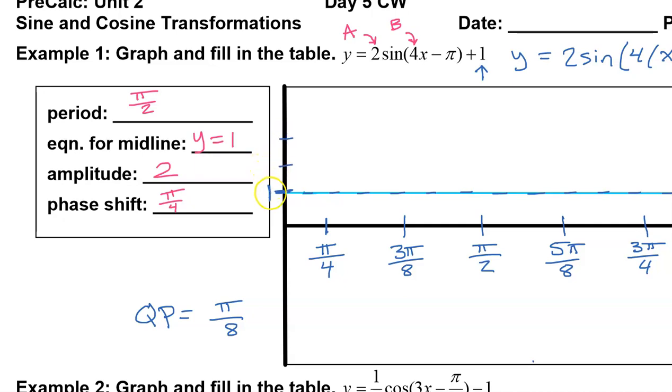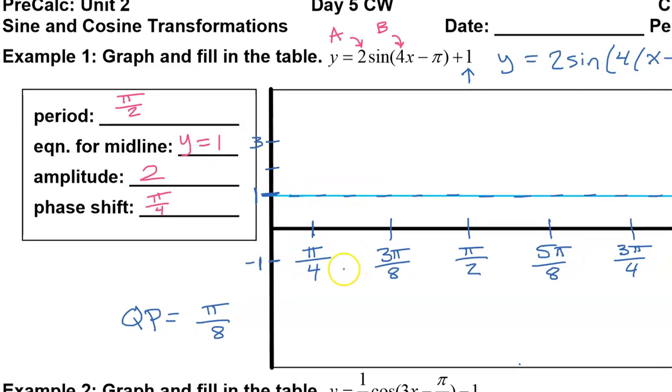Okay, so if this is 1, this will be 2, and this will be 3. So I need to record that. So if this is 1, the graph will also go below this by 2 because of the amplitude. So I'm going to go down 2, so this will be 0, and then -1. Okay, so this will be the lower bound of the graph.